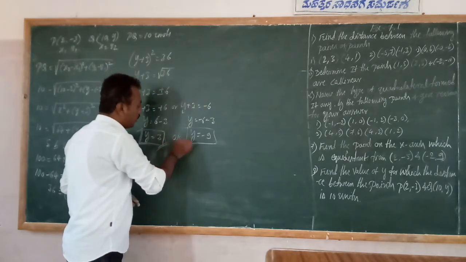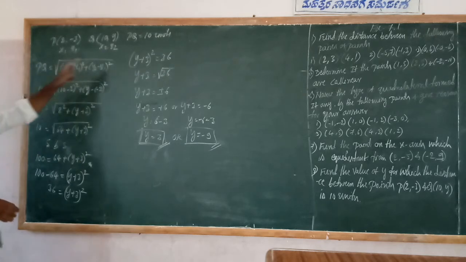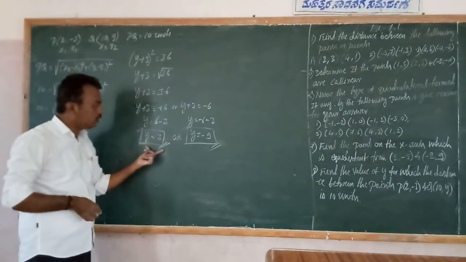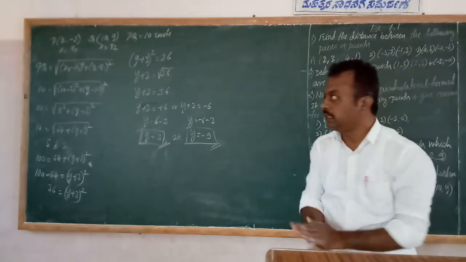Any one value satisfies this equation. PQ is 10 units. The value of y is 3 or the value of y is minus 9. Do you understand, friends?